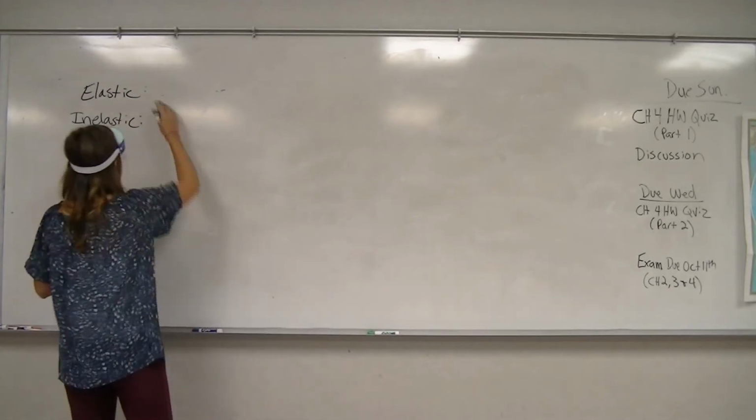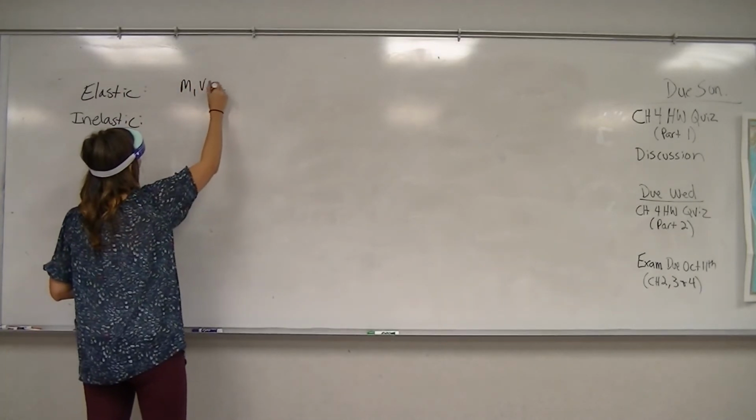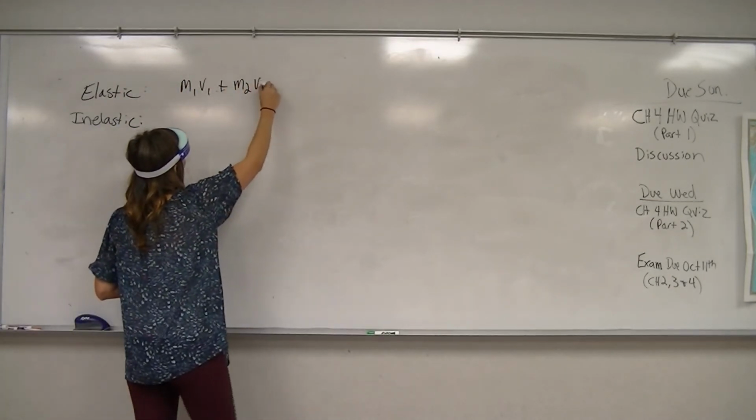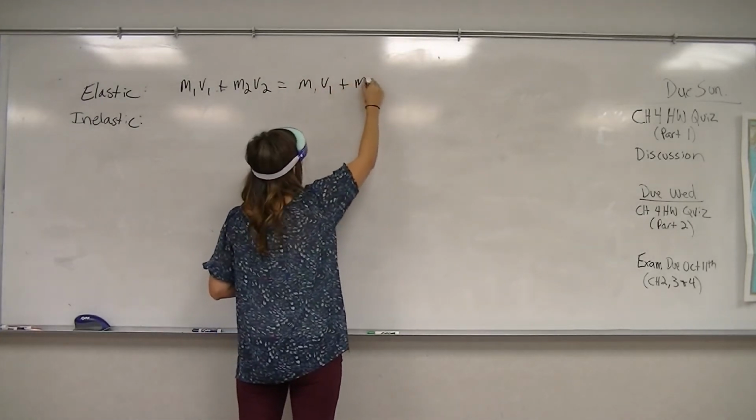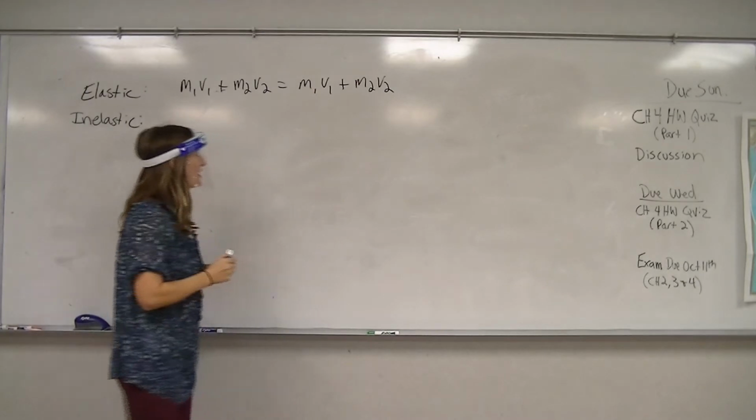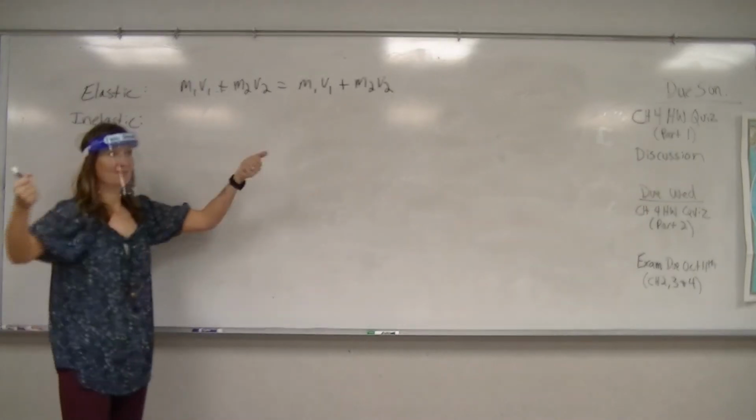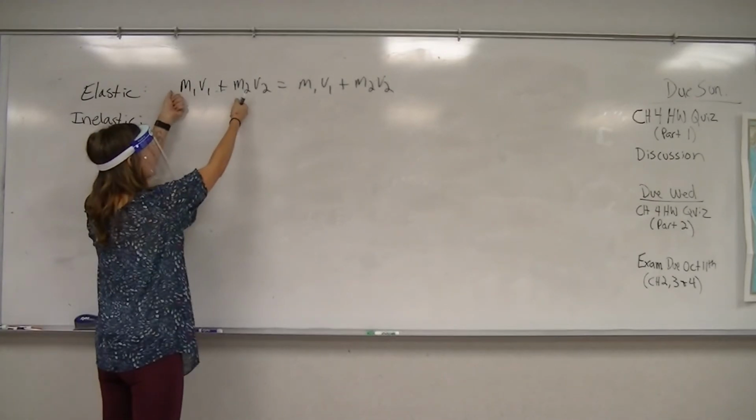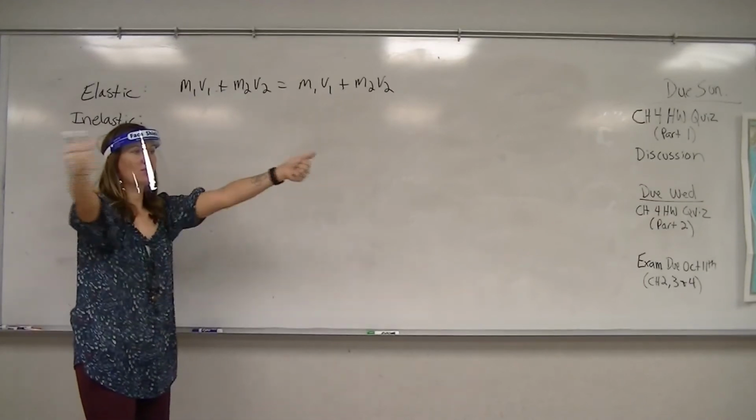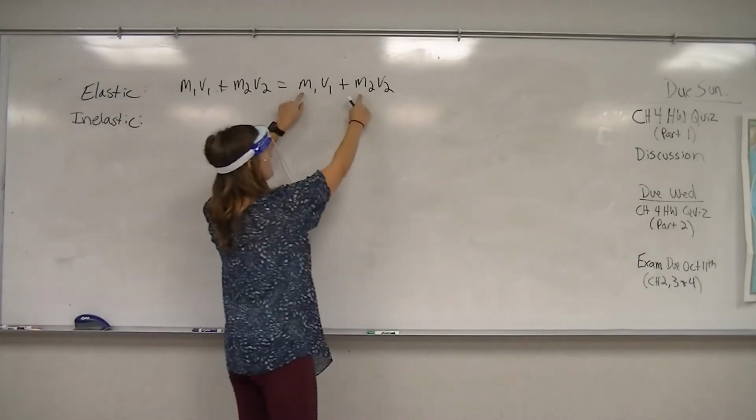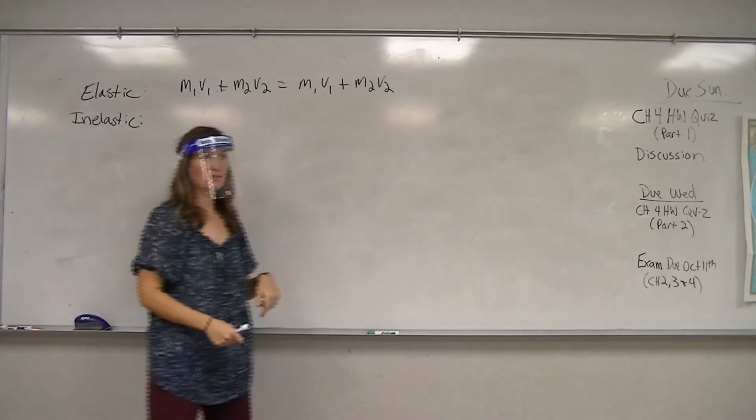So the equation for this is m1 v1 plus m2 v2, and it's the same on both sides. So the reason it's the same on both sides is because before the collision, we have two separate masses with two separate velocities. Once they collide, they bounce away, and there's still two separate masses with two separate velocities.